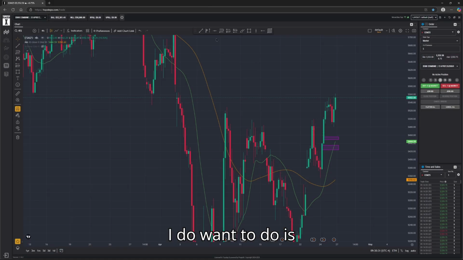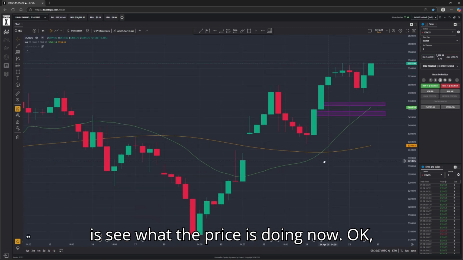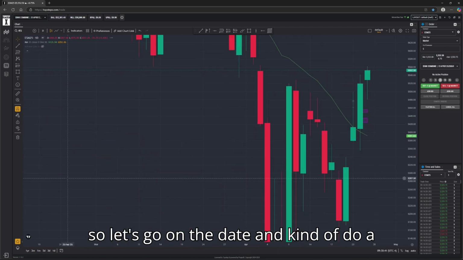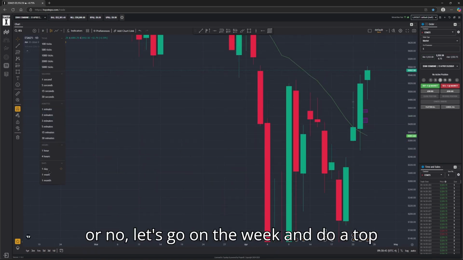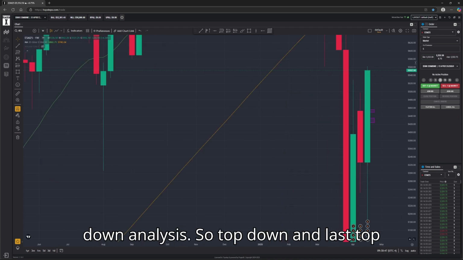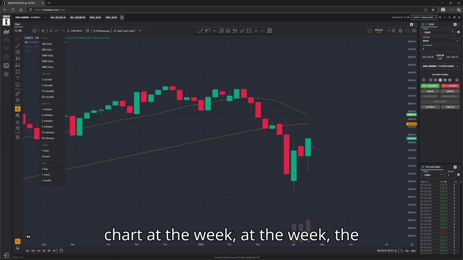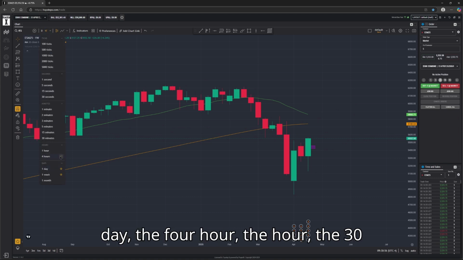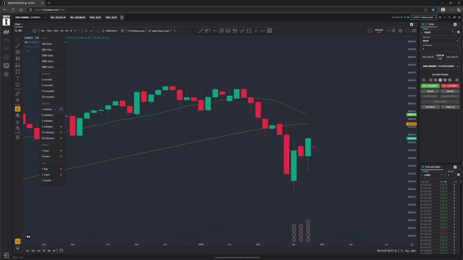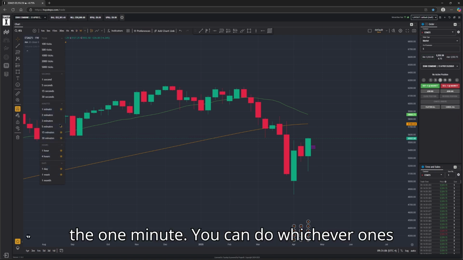So, what I do want to do is see what the price is doing now. Okay, so let's go on the week and do a top down analysis. You see the chart at the week, the day, the 4 hour, the hour, the 30 minute, the 15 minute, the 5 minute, the 1 minute.